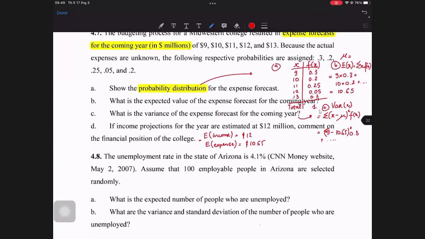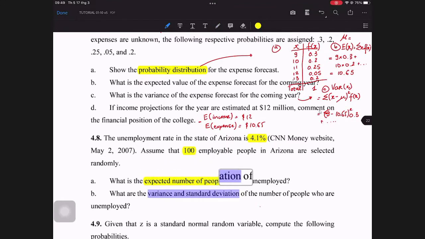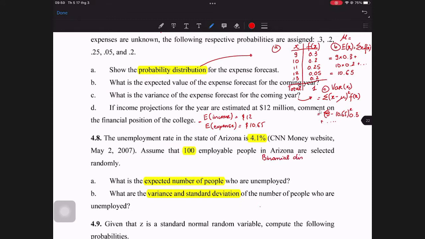Now for question 8, we have the unemployment rate, which is 4.1%. We assume that we have 100 people. And then you have to calculate the expected number of people who are unemployed, the variance and the standard deviation here. All right, so for this question, we have to prove that what we have here is the binomial distribution.